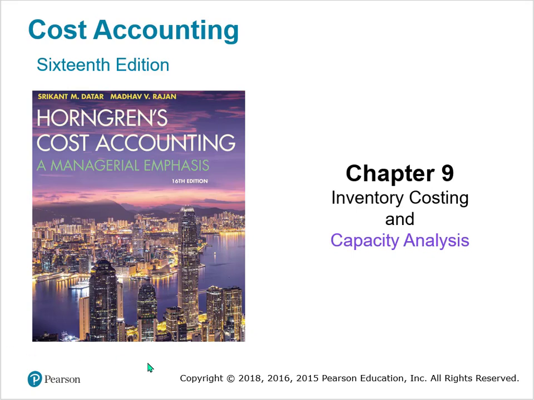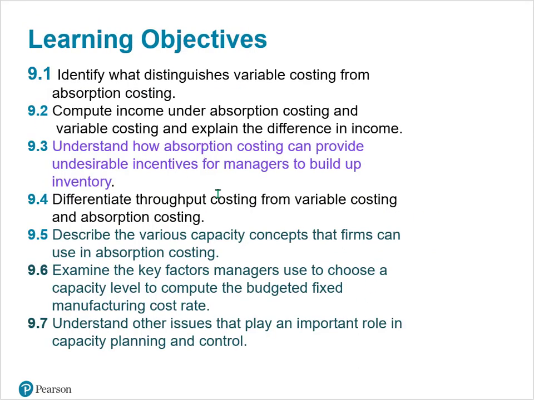This is Chapter 9, Inventory Costing and Capacity Analysis, and this is Part 2, Capacity Analysis. So far, what we did was we looked at variable costing, absorption costing, and then throughput costing, and looked at the sort of the effects of them, but we really won't know it until you work some problems. All right, the problems are really important here.